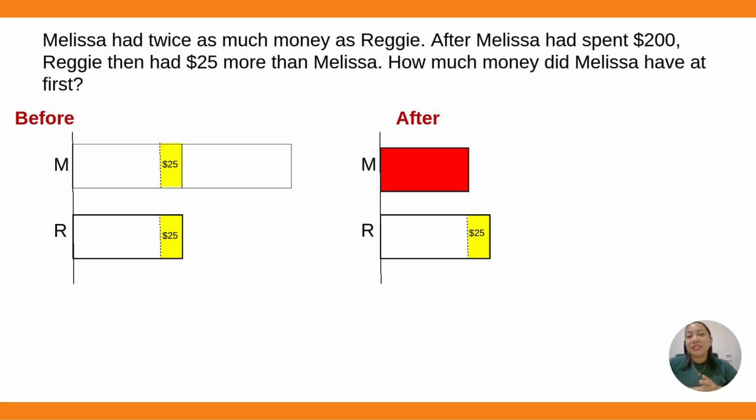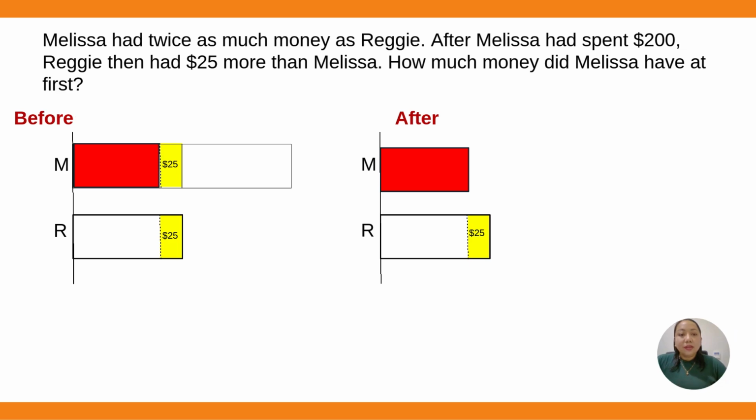As I've mentioned earlier, it's very important for you to know and to visualize the similarities and differences of your before and your after model. So, let's take a look at that red bar. That is the amount of money Melissa had after she spent $200. Therefore, we can find that red part also in our before model. So I'll be marking that red here so that it's easy for you to visualize where that is.